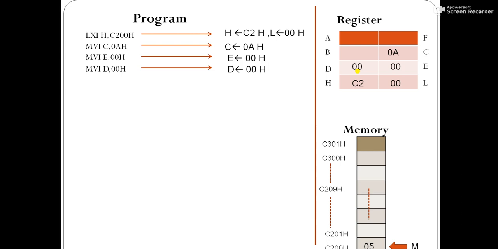Now, first of all, we have to take the 05, which is stored in memory location C200H and is also referred to as memory M, into the accumulator. What instruction will we use to transfer the content from memory to accumulator? Yes, MOV A, M. After this instruction, the accumulator will have the content 05.